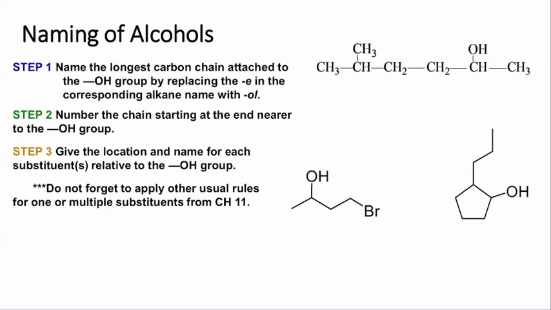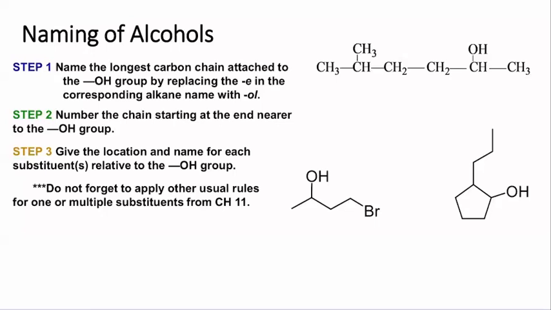We're going to number the chain starting from the end that is nearest the OH group, okay? And then we're going to give the location and the name for all the substituents relative to the carbon atom that is holding that OH group. Don't forget, we have already learned a set of rules for whenever we're dealing with one substituent, two substituents, multiple substituents that are the same, multiple substituents that are different. All of those rules carry into these functional groups, okay? So I know you guys are pro at this. We're going to practice naming alcohols, and then we're going to practice how to draw them. Let's get started with these practice problems, and let's utilize the chat.